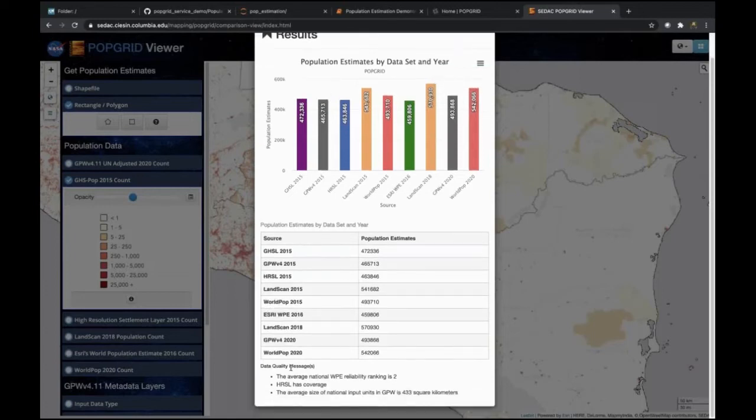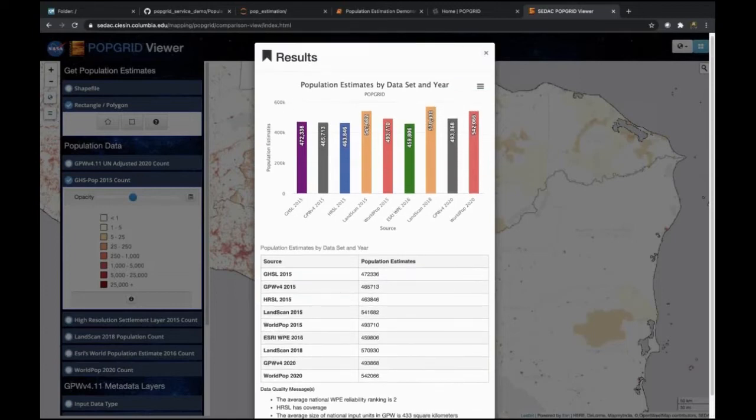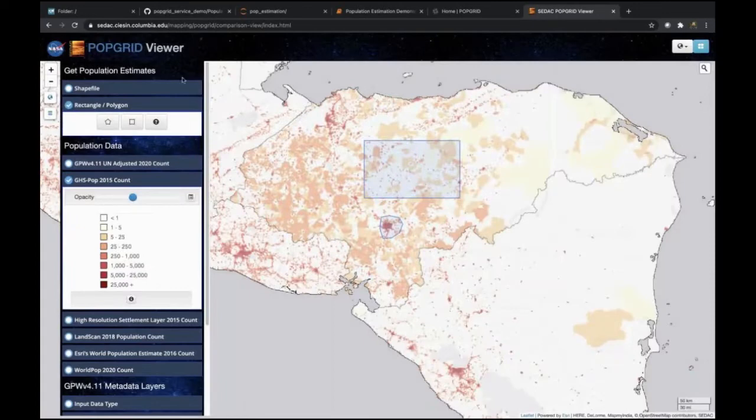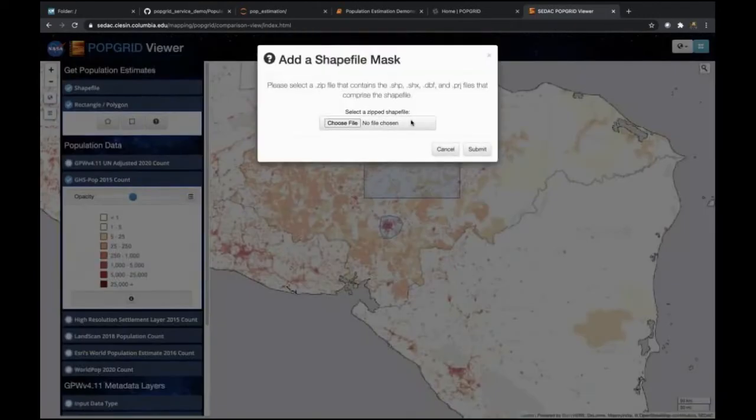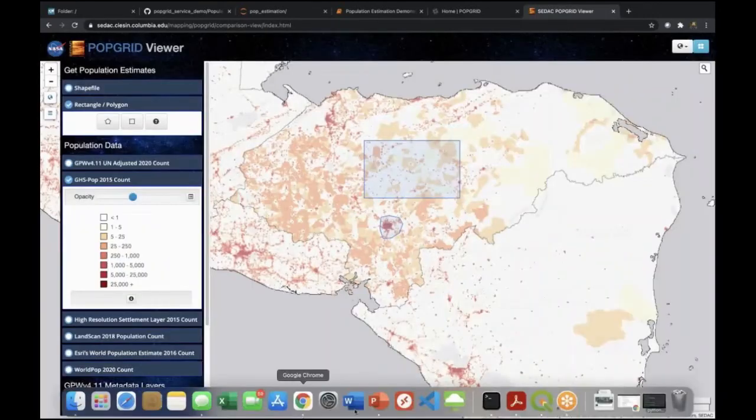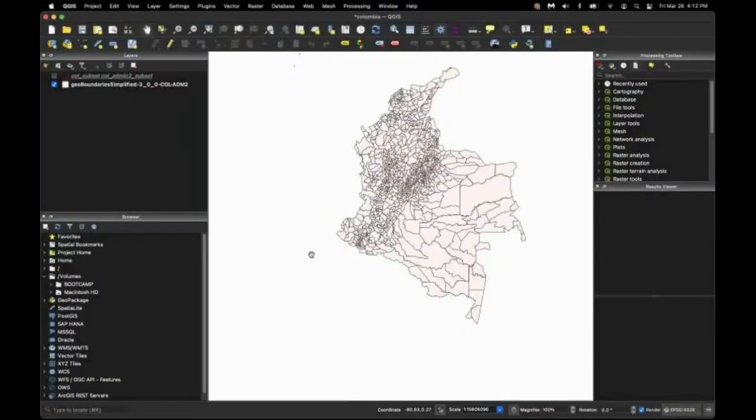And you've got the same sort of quality information available for that. So that's a quick look at the POPGRID Viewer. There are other capabilities. One more I want to show you, but we'll come back to it, is the ability to upload a shapefile. So next I was going to take a quick look at QGIS.